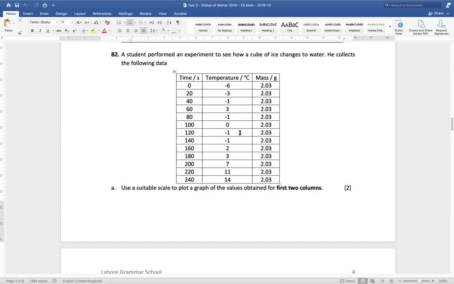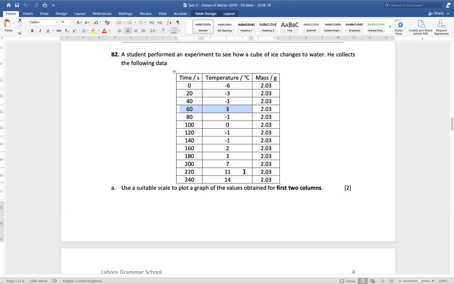Okay. Can anybody just look at these two values, and tell me, what do these values tell us about purity of the thing being melted? So it says that a cube of ice changes to water. What does this value tell me? In particular, this value. What does this tell me about this experiment being done? It's an impure substance.